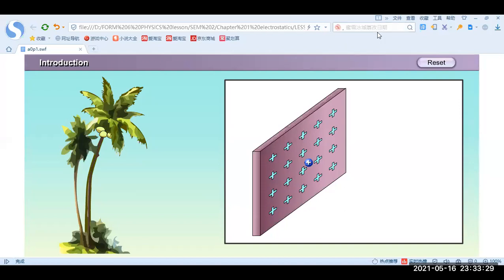Ladies and gentlemen, let's look at the first slide, introduction. Observe the point charge in the electric field. In the electric field, a positive charge or any charge will experience an electric force and it will move in a certain direction. Let's go to the next slide.